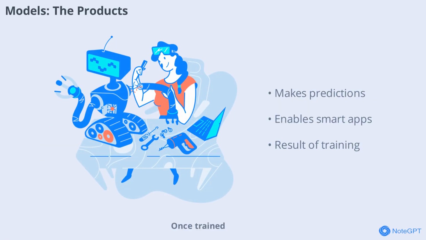Once trained, the AI model is the final product that can make predictions or decisions. Models are what you interact with when you use AI-powered apps. They're the result of combining data and algorithms in a way that enables smart behavior.